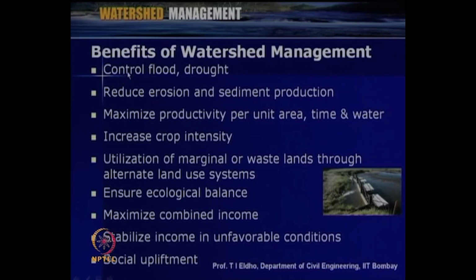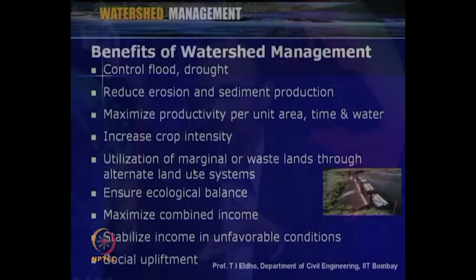So we can have better control of floods and droughts, reduce erosion and sediment production, maximize productivity per unit area, time and water, increase crop intensity, and utilize marginal or wastelands through alternate land use systems. We can also ensure ecological balance, maximize combined income, stabilize income in unfavorable conditions, and finally achieve social management. So there are a number of benefits, as listed here, as far as watershed management practices are concerned.